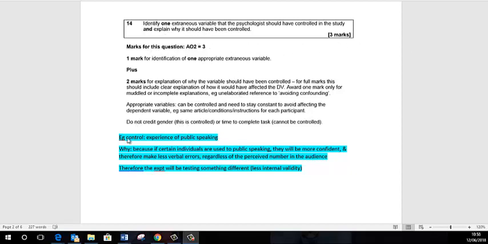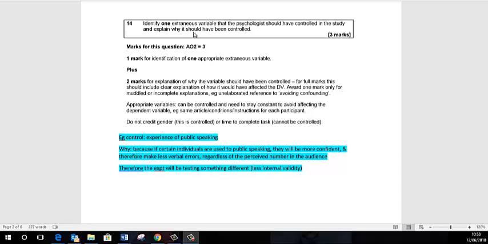Identify means just literally name it, so don't faff around, don't spend ages writing different things down, just get straight on to the variable. So for example, we could say what we need to control is the experience of public speaking, and then we explain that for a couple of marks. Okay, so that gets us 1 mark.